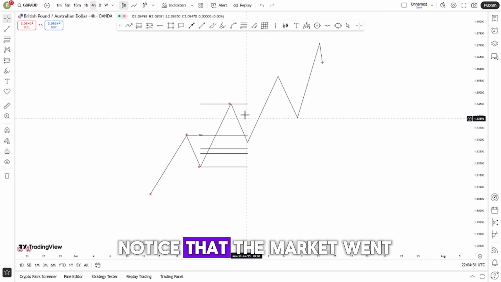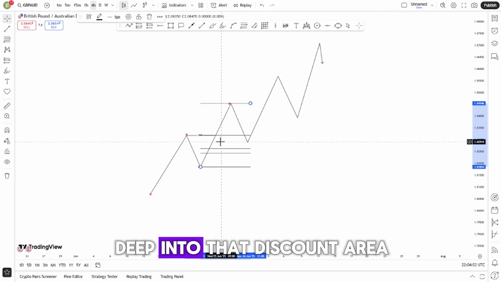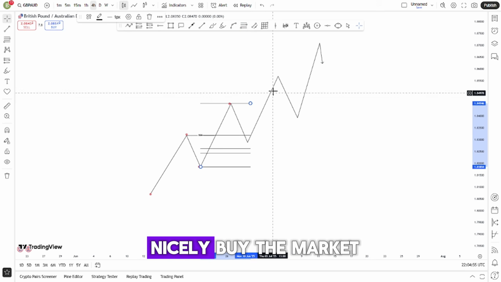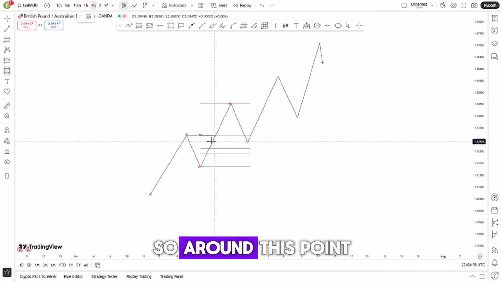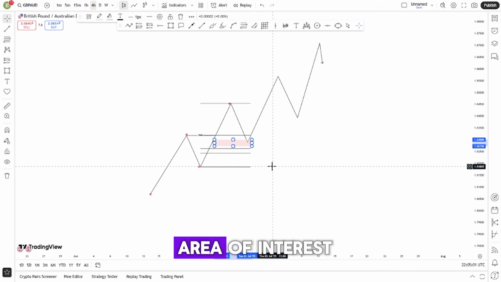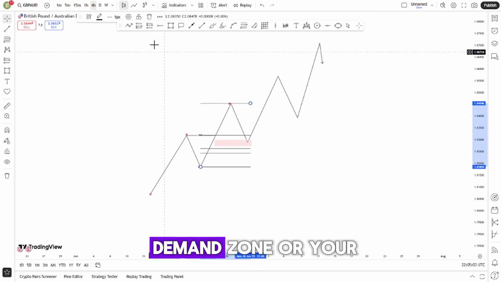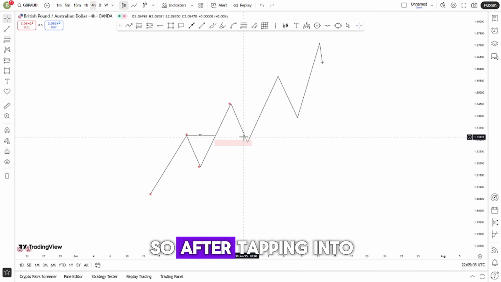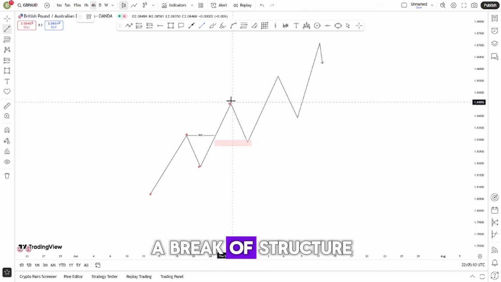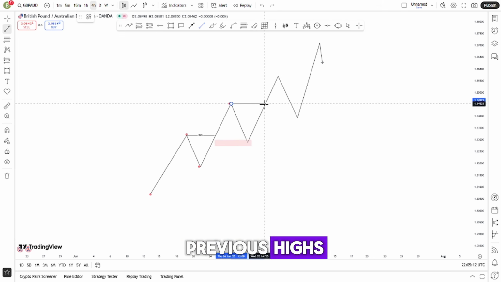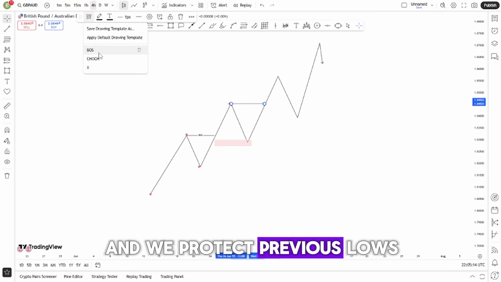Then you can clearly notice that the market went deep into the discount area. That's where you can nicely buy the market into new areas of interest. So around this point, this should be your area of interest, which is your demand zone or your order block. So after tapping into this area, the market pushed to the upside, giving you a break of structure, just because we break previous highs and we protect previous lows, guys.